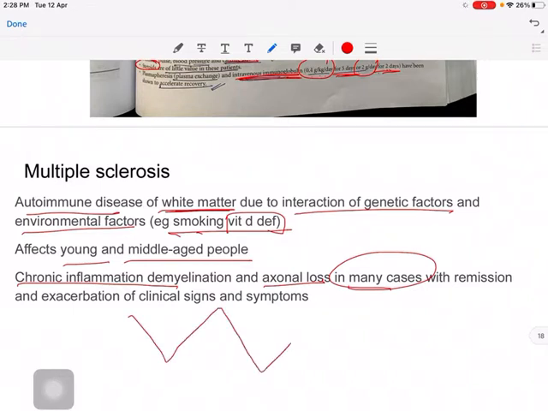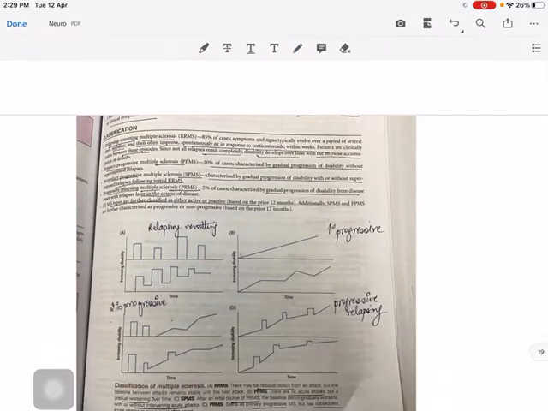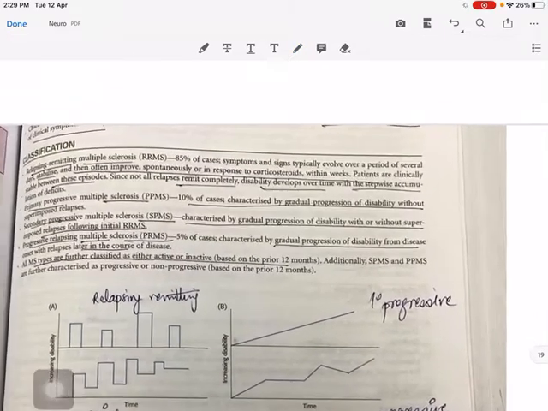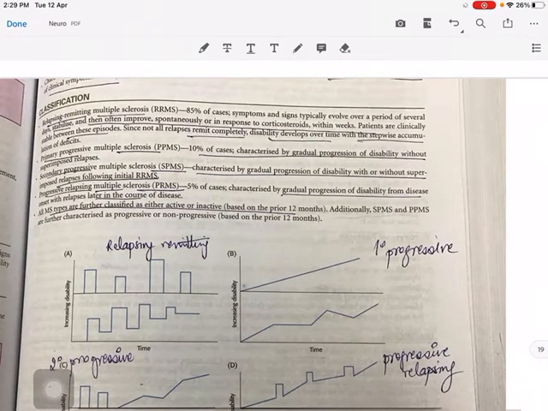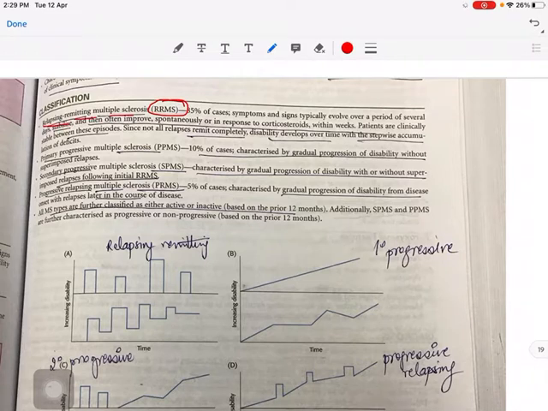exacerbate with clinical signs and symptoms. So it shows a classification. First, there is RRMS, relapsing remitting multiple sclerosis. 85% of cases are this only.